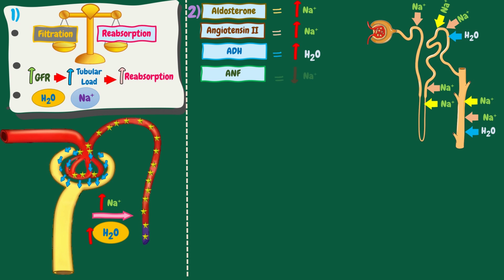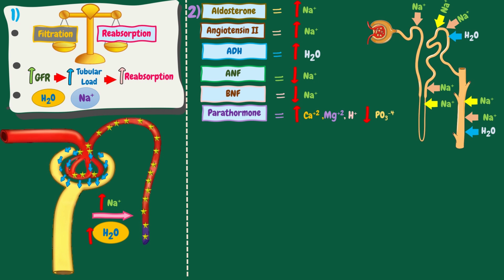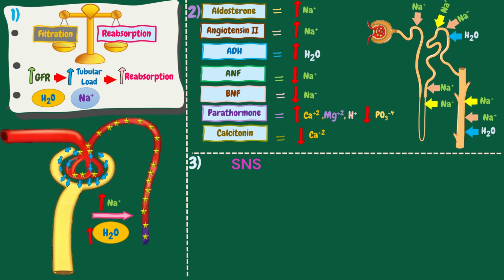Antidiuretic hormone increases water reabsorption in the distal convoluted tubule and collecting duct. Fourth is the atrial natriuretic factor. Atrial natriuretic factor decreases sodium reabsorption. Fifth is the brain natriuretic factor. Brain natriuretic factor decreases sodium reabsorption. Sixth is the parathormone. Parathormone increases reabsorption of calcium, magnesium, and hydrogen, but decreases phosphate reabsorption. And seventh is the calcitonin. Calcitonin decreases calcium reabsorption.